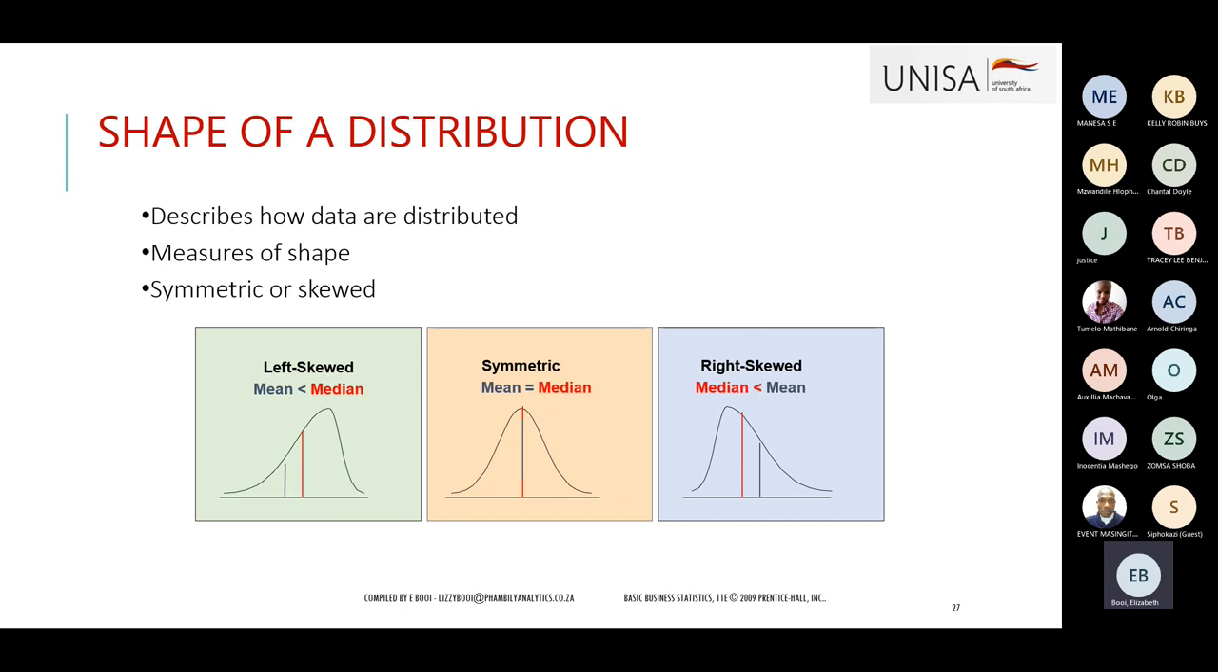Therefore, when the tail is to the left, we call it left skewed. If you have the tail to the right, it's right skewed. Tail to the left, left skewed. Tail to the right, right skewed. Always remember that. Otherwise, if you're using the measures of central location, if the mean is less than the median, it is left skewed. If the median is less than the mean, it's right skewed.